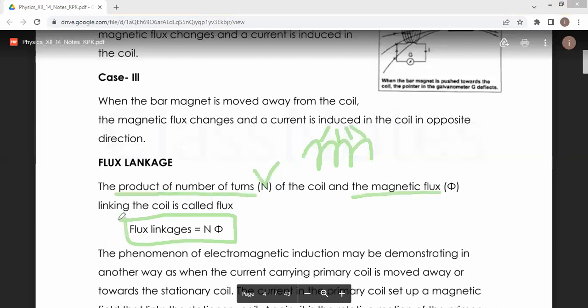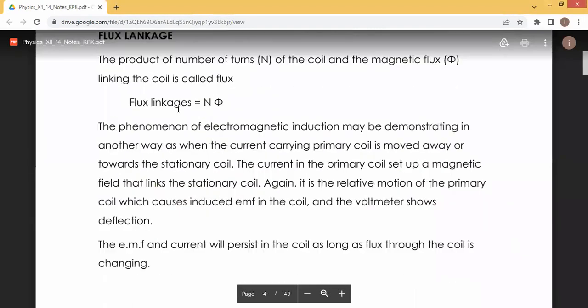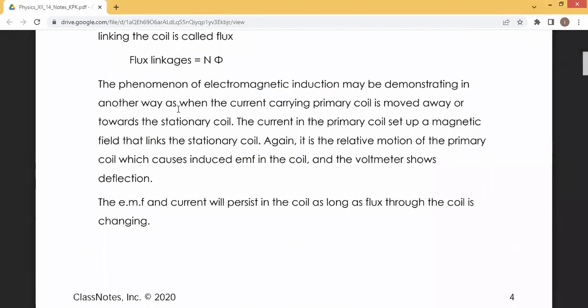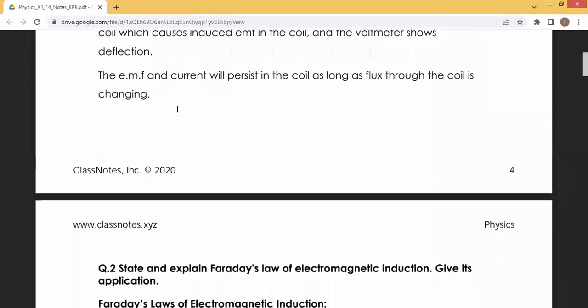The phenomenon of electromagnetic induction can be demonstrated in another way, when a current carrying conductor is moved away from or towards a stationary coil. The same applies. The EMF and the current will persist in the coil as long as the flux through the coil is changing. This means that if the field lines or my magnet moves in a magnetic field, it will generate EMF and current respectively.